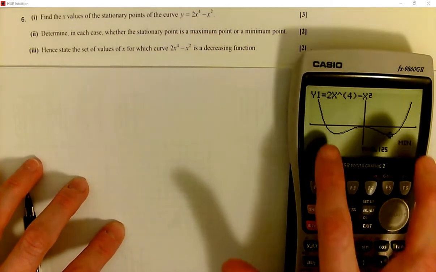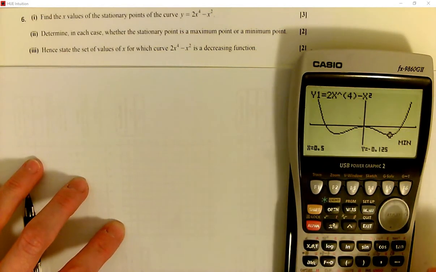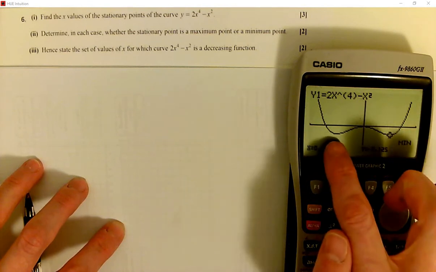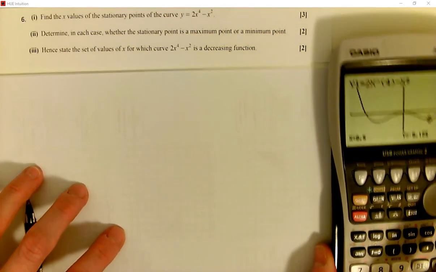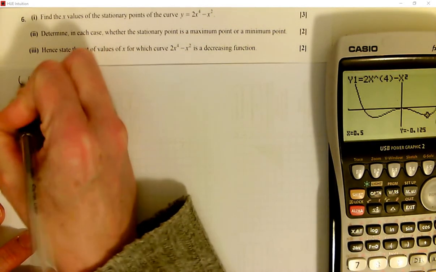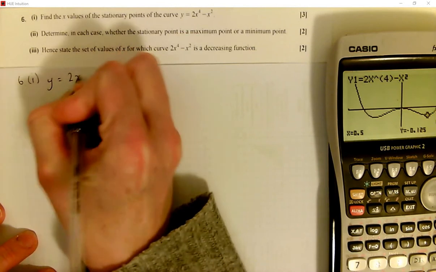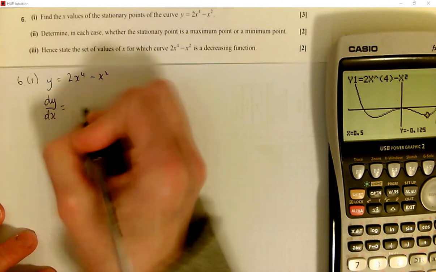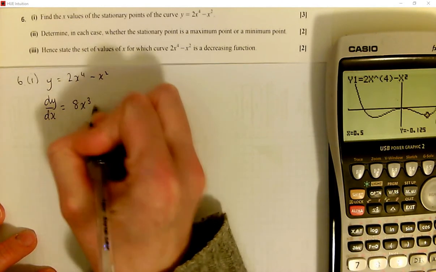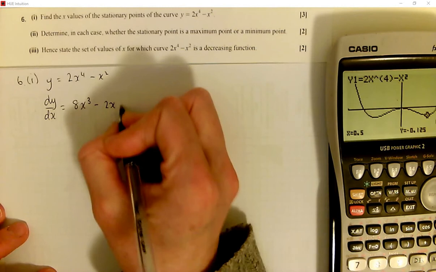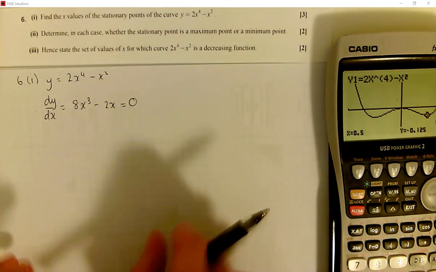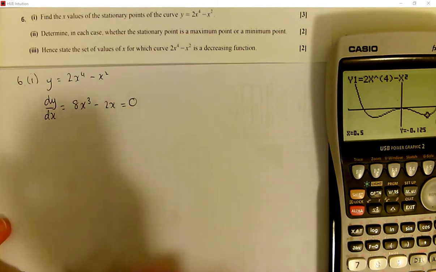So stationary points are where the gradient is 0. Okay, not where the function is 0, that's roots. But where the gradient is 0, where it's a flat curve for just a moment. Okay, so that means that if we've got y is 2x to the 4 minus x squared, we need to differentiate it to get the gradient. Okay, so that'll give us 8x cubed minus 2x, and we're interested in where the gradient is 0. So it's stationary, it's not increasing, it's not decreasing, it's stationary. And then we're going to solve this.